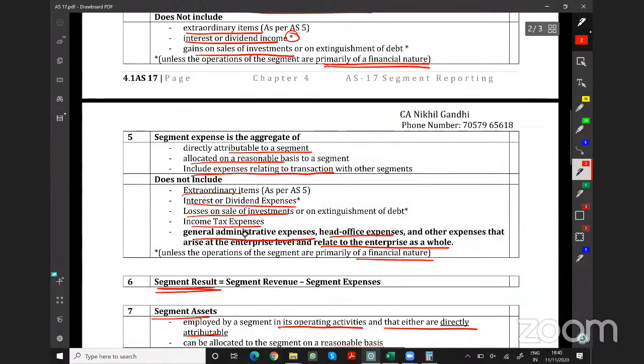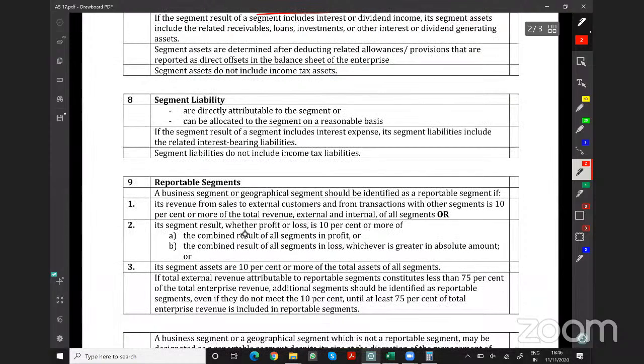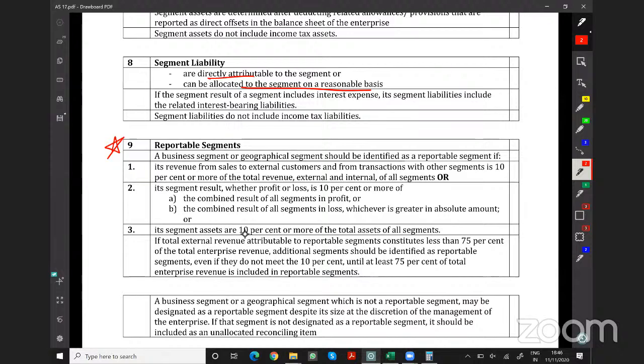The most important part is reportable segments. So every segment should be reported? Reliance has 150 segments. Every segment should be reported? No, sir. Only reportable segments should be reported. If any segment satisfies any of the following conditions, it should be termed as a reportable segment. If it is satisfying one, it is a reportable segment. If it is not satisfying one, but if it is satisfying two, it will be termed as a reportable segment. If it is satisfying neither one nor two, but if it is satisfying three, then it can be termed as a reportable segment. This is what a reportable segment is.